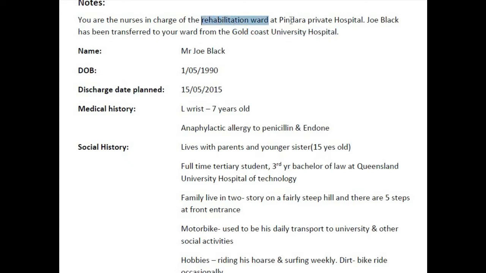Initially, he was admitted to the Gold Coast University Hospital, but later, after the surgical intervention and stabilizing his injuries, he is moved to Pindara Private Hospital for rehabilitation purposes. After the rehabilitation and physiotherapy, this patient is right now moving to home.